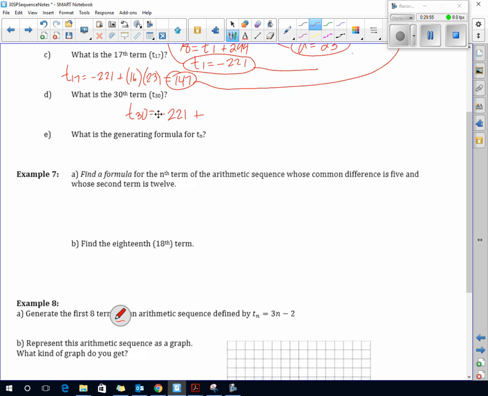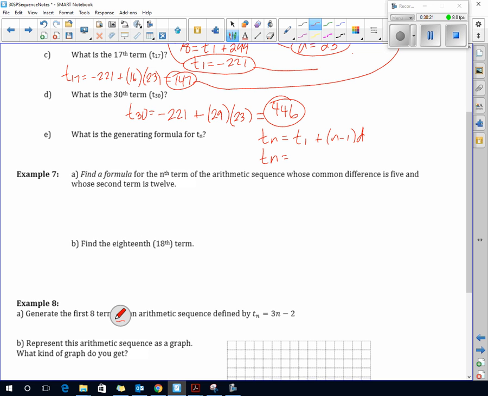So the generating formula, again, you're plugging it into Tn equals term 1 plus n minus 1 times d, right? So we know what term 1 is and we know what d is. They just want the simplified version of it. So term n is the first term. What was the first term again? Negative 221 plus n minus 1, and the common difference was 23.